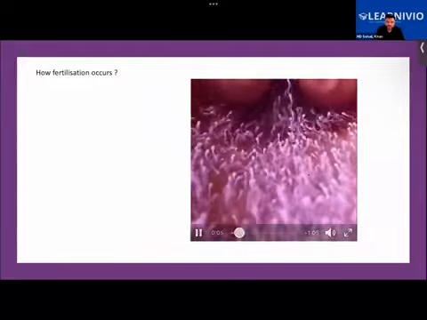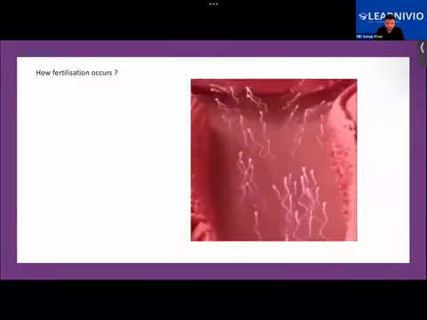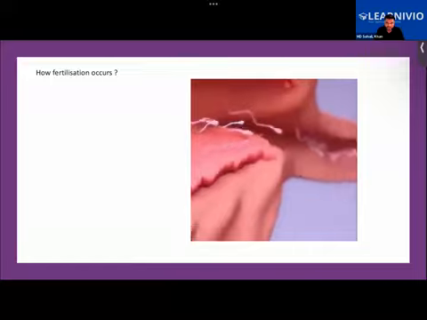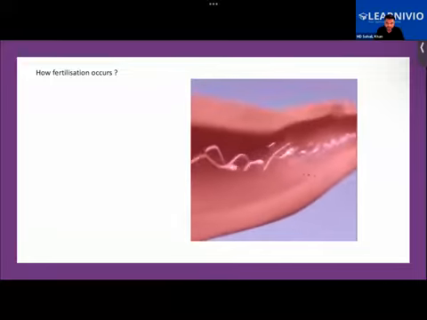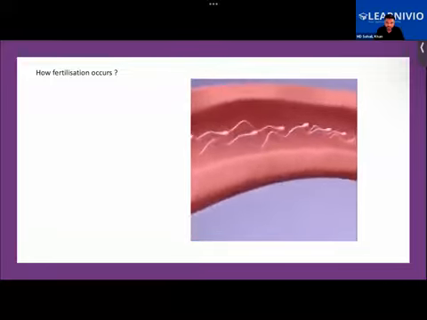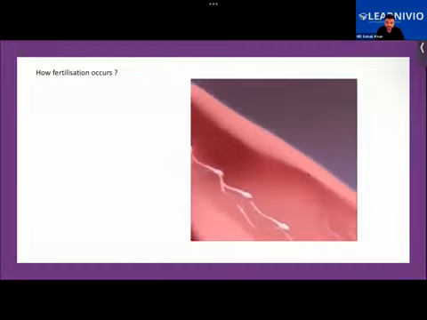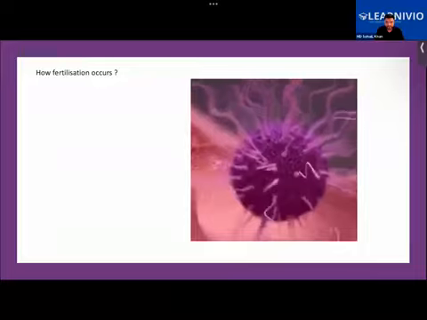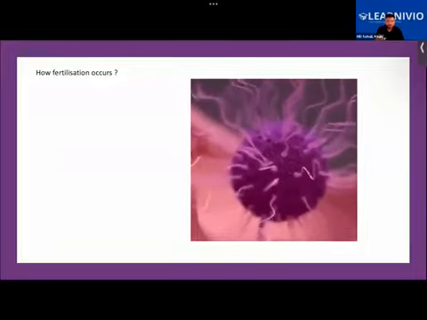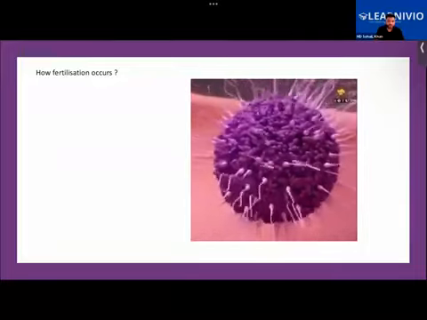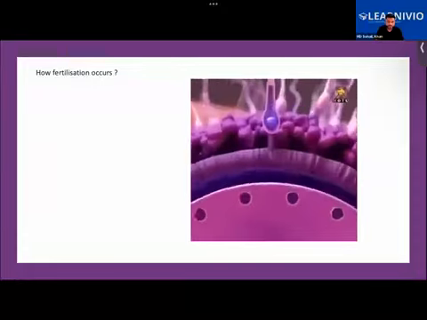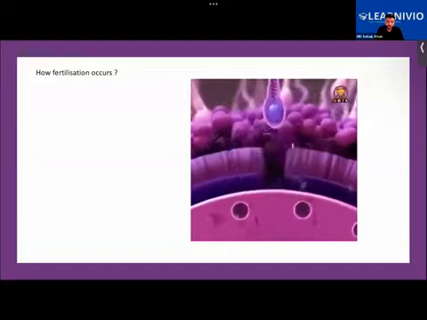So that's the sperm moving through the vagina, then through the cervix, and now it has entered the uterus. Now from the uterus, it's moving into the fallopian tube. As it has moved into the fallopian tube, it will meet the ovum that's already present in the fallopian tube. Now the ovum will select one of the sperm cells and allow it to enter.